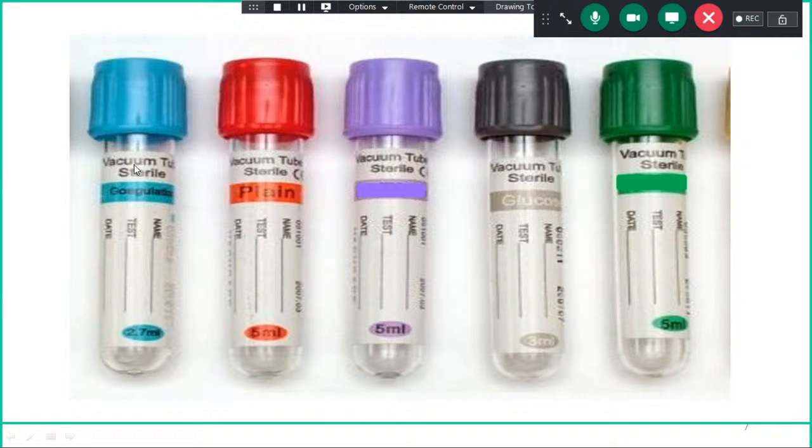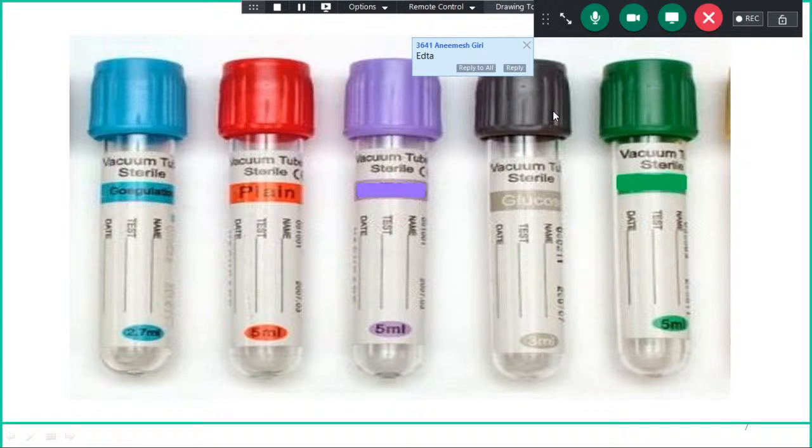Yes, sodium citrate is present in the blue vial. And in the red vial, which is written as plain vial, none. It does not contain any anticoagulant, so the blood drawn in this vacutainer will coagulate, and when we centrifuge, we will get serum. So in this lavender color vacutainer, what is the anticoagulant? EDTA. Okay.